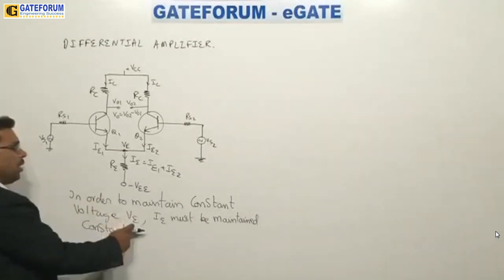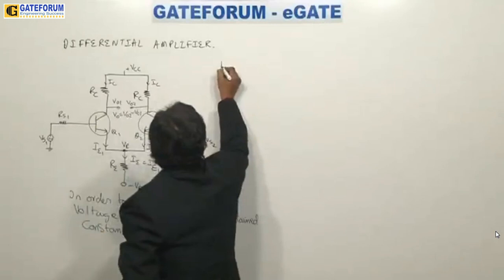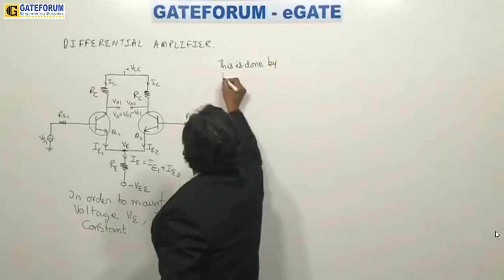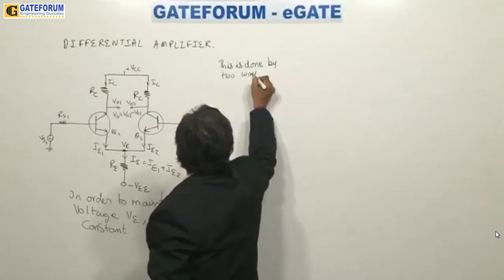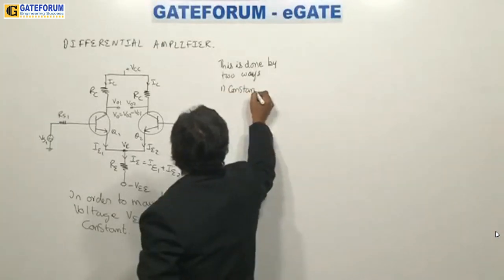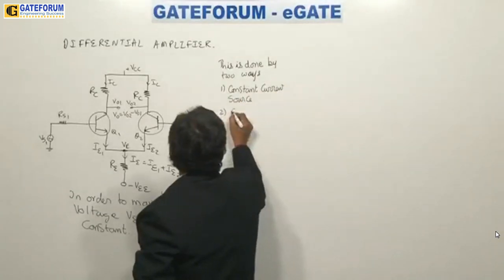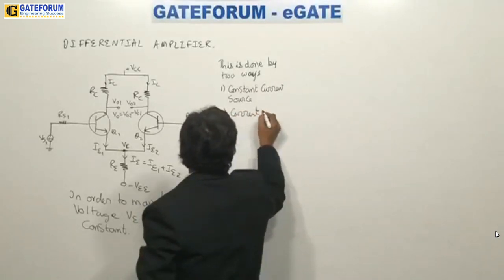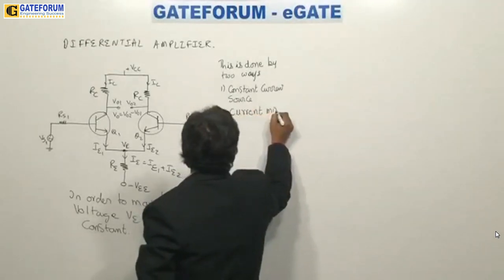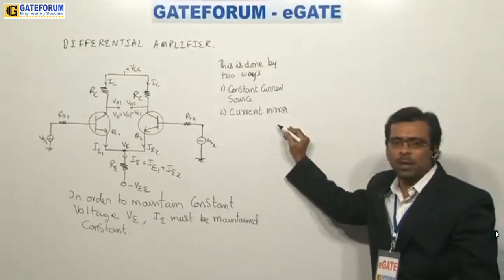Now, in order to maintain constant voltage VE, IE must be maintained constant. This is done by two ways. The first method is constant current source. The second one is current mirror. So we try to do it in two ways, constant current source and current mirror.